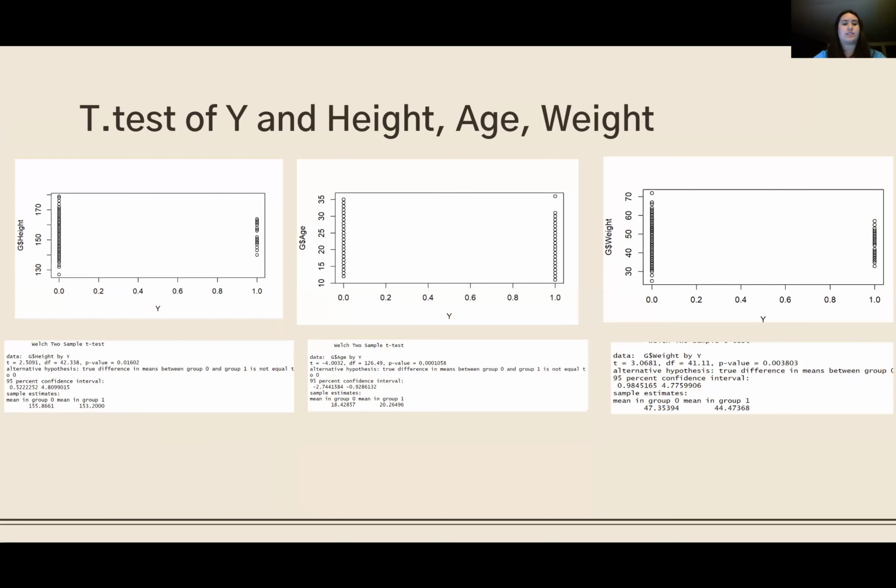So then I did a t-test to compare these differences. And again, I converted this data into a box plot for Y against the height, Y against the age, and Y against the weight. And then for these t-tests on the bottom, I included that the p-value for the height was less than 0.05. The p-value for the age was also less than 0.05. And the p-value for the weight is less than 0.05.